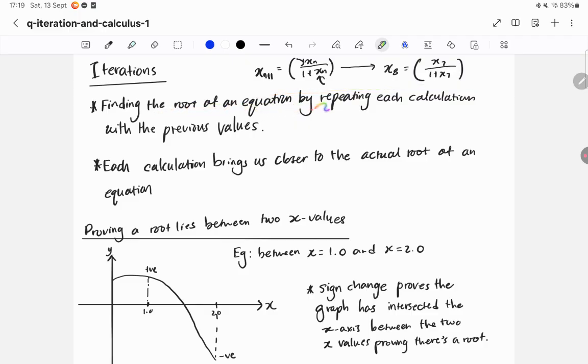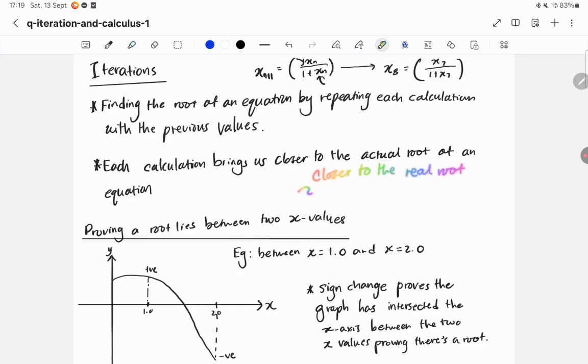So it's finding the root of an equation by repeating each calculation with the previous values, and this will be x_n. So this x_n will be subbed into here to find the next possible root. Each calculation brings us closer to the actual root of an equation. Over here we are repeating the calculation using the iteration formula to get us closer to the real root.